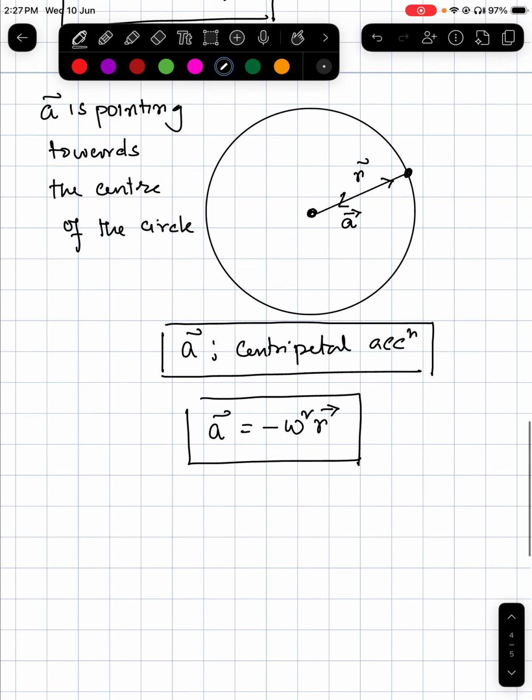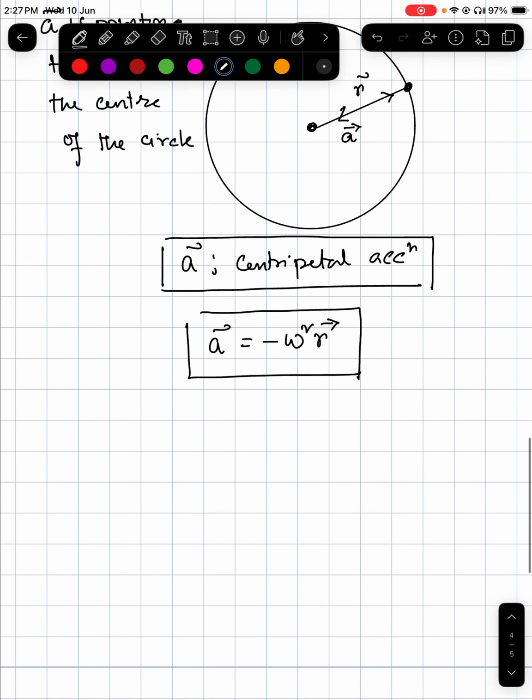Okay, done. What is the instantaneous velocity of the particle? The instantaneous velocity of the particle is omega r, minus, sorry, minus sine omega t. Just what we have already found, I am writing here again: minus sine omega t i cap plus cos omega t j cap. Good.